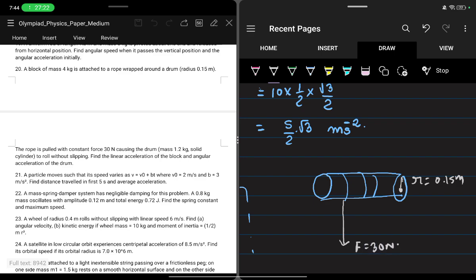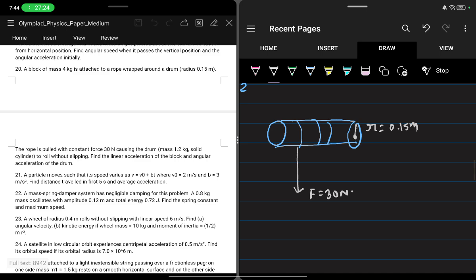So the mass of the drum, or basically mass of this cylinder, is given, that is 1.2 kg. And it's a solid cylinder. It is also given, okay? It rolls without slipping. Find the linear acceleration of the block and angular acceleration of the drum. Okay?